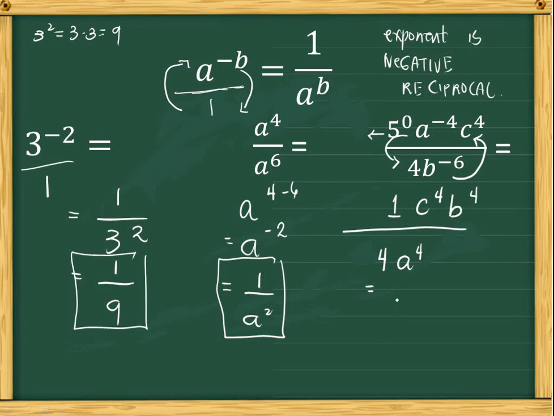Rearranging this one, this is 1 over 4, B to the 4th, C to the 4th, all over A squared. So, that's it.